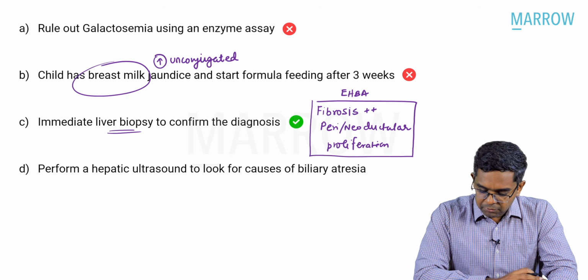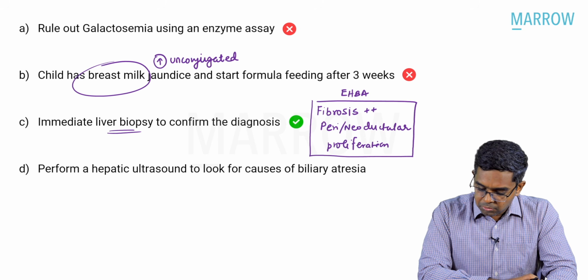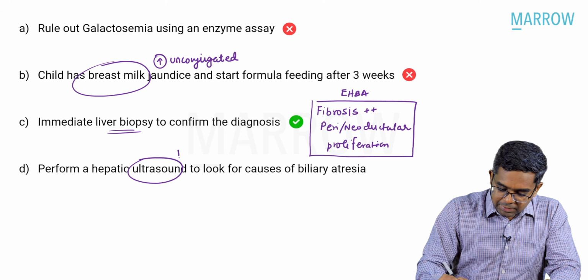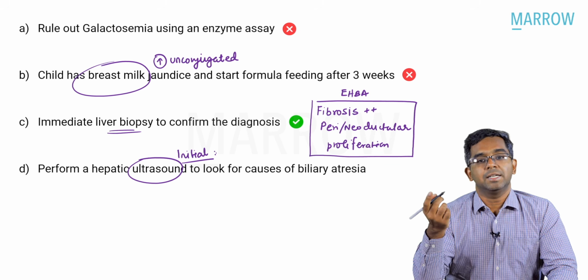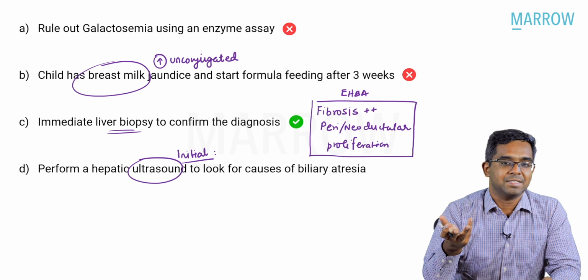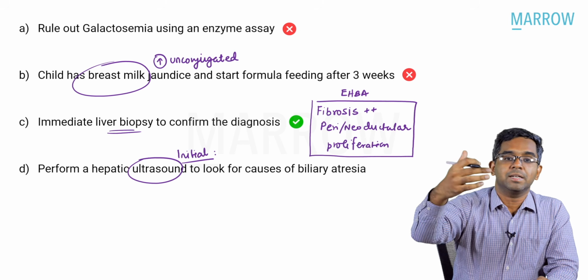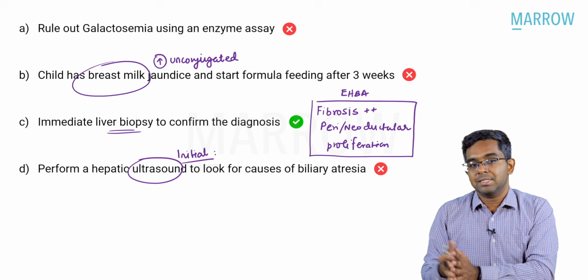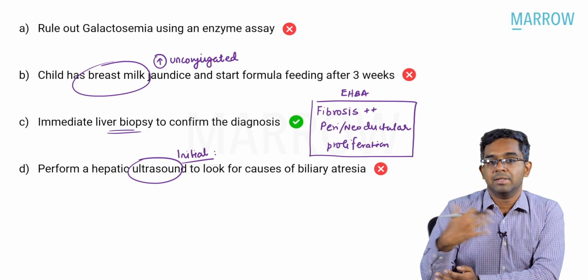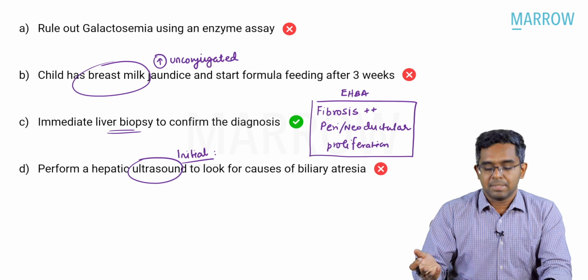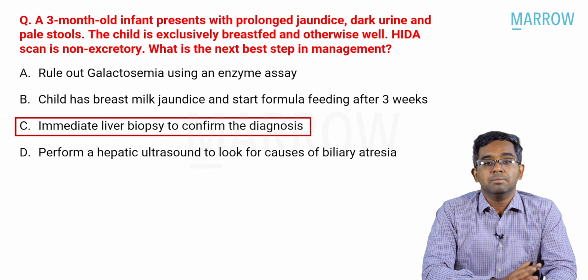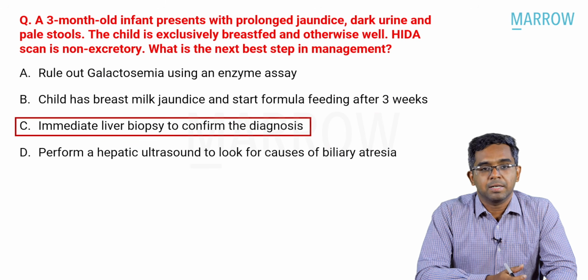What is the last option? Perform a hepatic ultrasound to look for causes like biliary atresia, right? See, ultrasound is actually the initial test, which should have been done even before the HIDA scan. Here the HIDA scan is already done, so we don't need to go back again and do the ultrasound, right? So that is also a wrong statement, because that is the initial testing only. We have already crossed that stage and we have done the HIDA scan. So the next thing after HIDA scan is always biopsy. So option C will be the best answer to choose for this particular question.